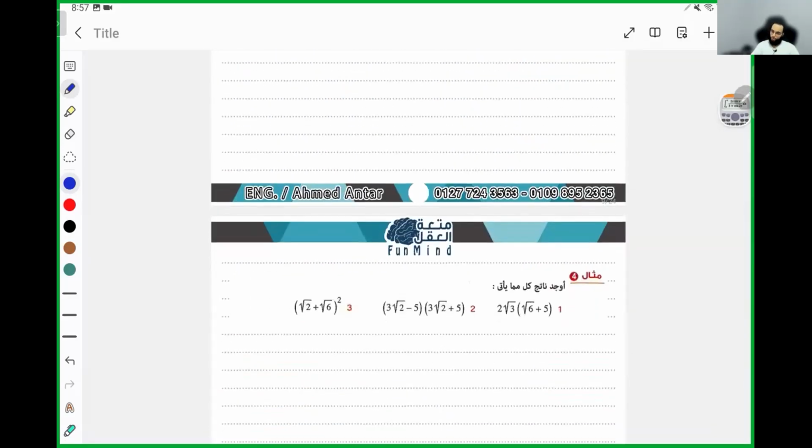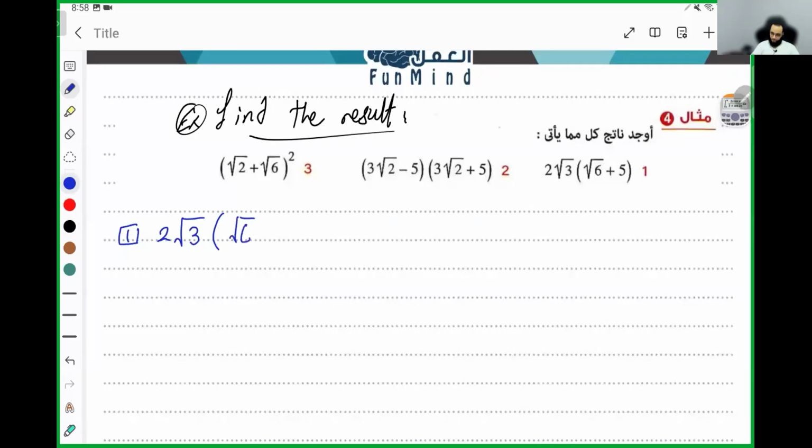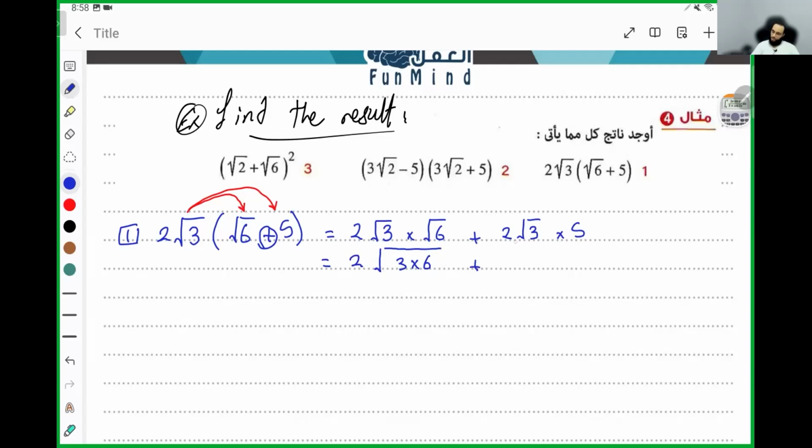Clear. Number 4. Find the result: 2 root 3 times (root 6 plus 5). Okay? This times this and this times this. Distributed, then it's 2 root 3 times root 6, plus 2 root 3 times 5. This is 2 root 18, and this is 2 times 5, which is 10 root 3.